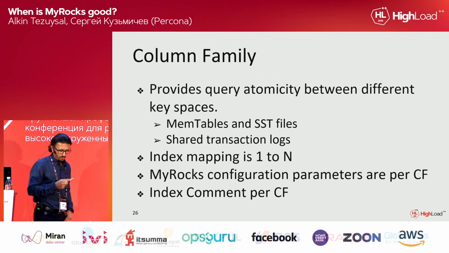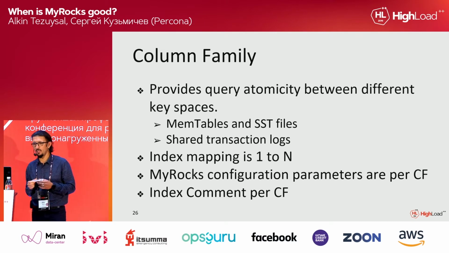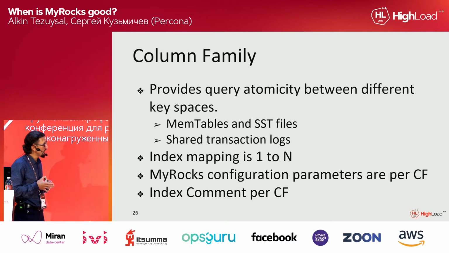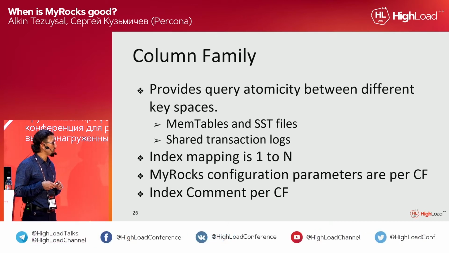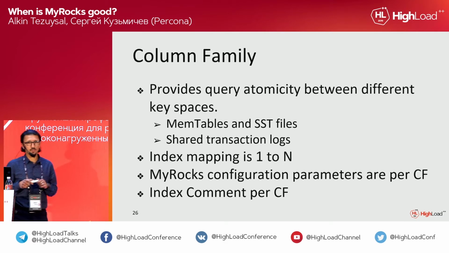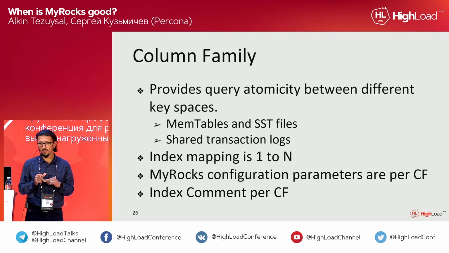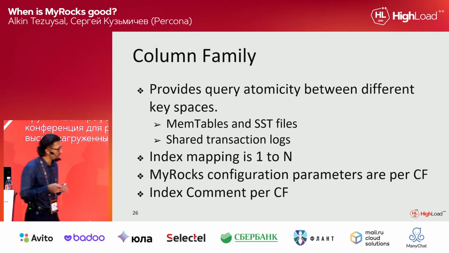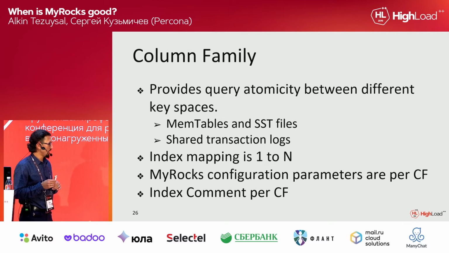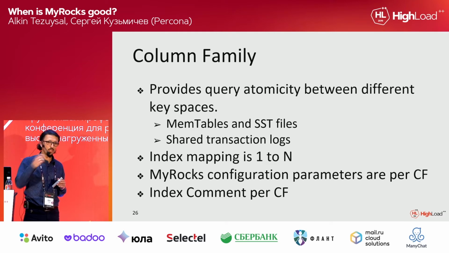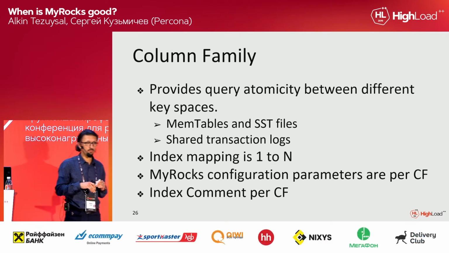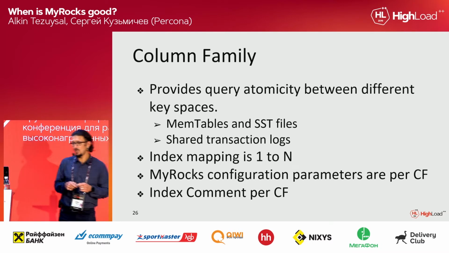Going back to the column families. Column families help atomicity between the different key spaces. What that means is we have the mem tables and SST files, and it helps the shared transaction logs to be performed. For each index, the mapping is a 1-to-n relation, and MyRocks has a configuration parameter for column family. I will show you how it's configured, and I think we have an example for that. And then for each index, you can create a comment for the column family, for tracing back to what it's used in the database internals for checking the results.